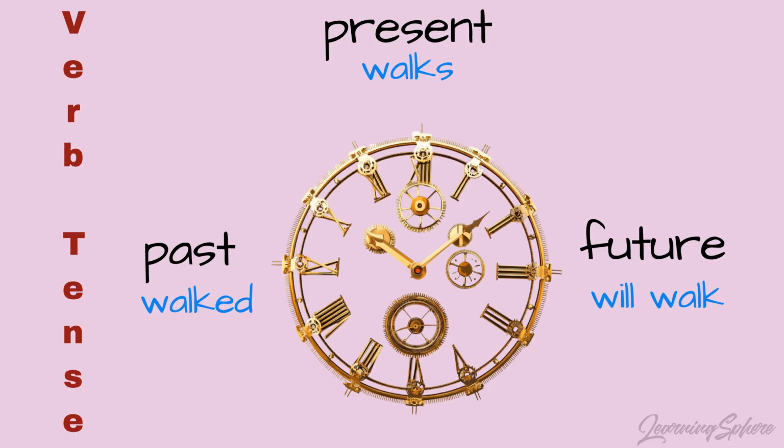Let's see how it works with another verb. This time, our base verb is play. Present tense. I play football every day. Past tense. I played football yesterday. And future tense. I will play football tomorrow. These are the basic tense forms, but English has more specific tenses to give extra details. Let's look at some examples.